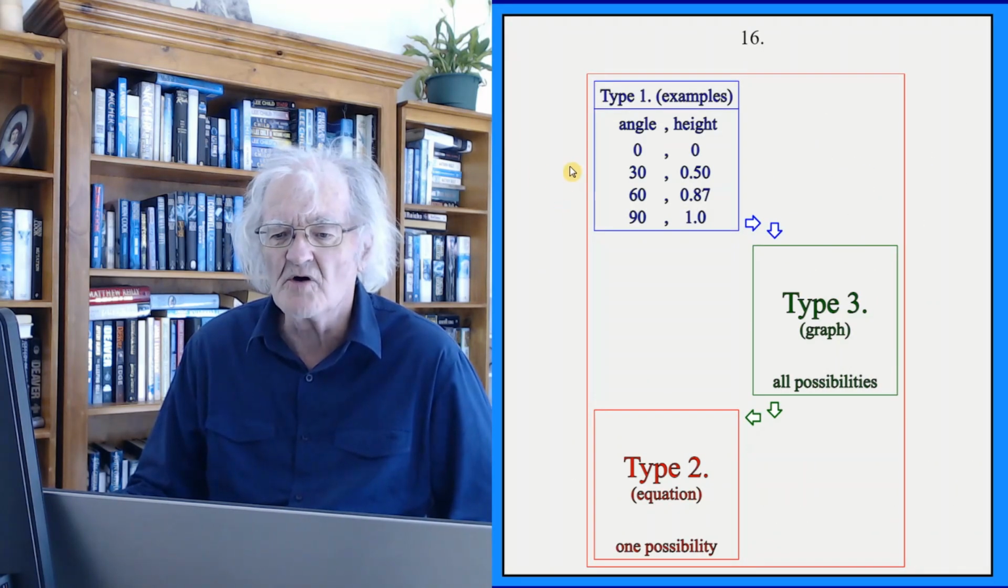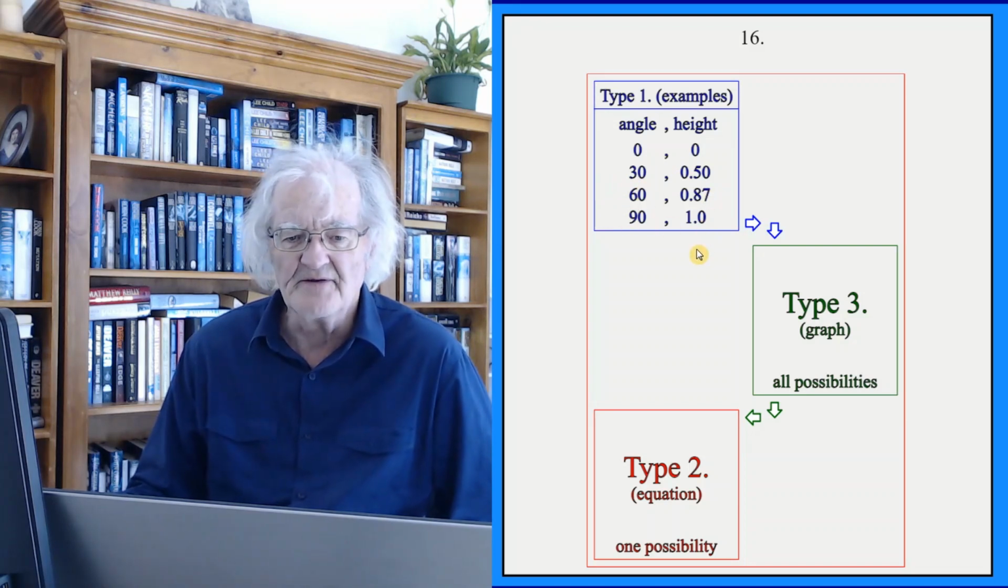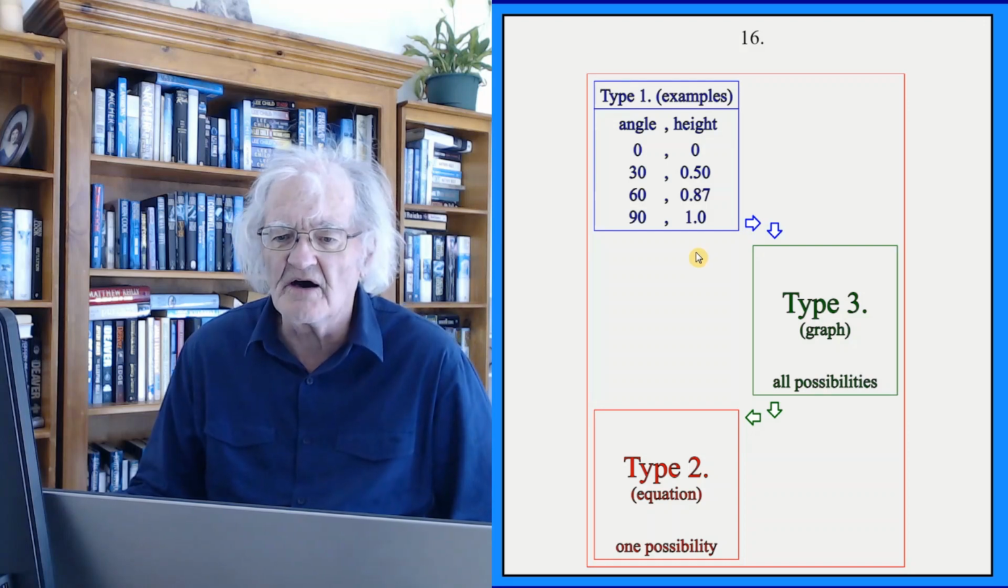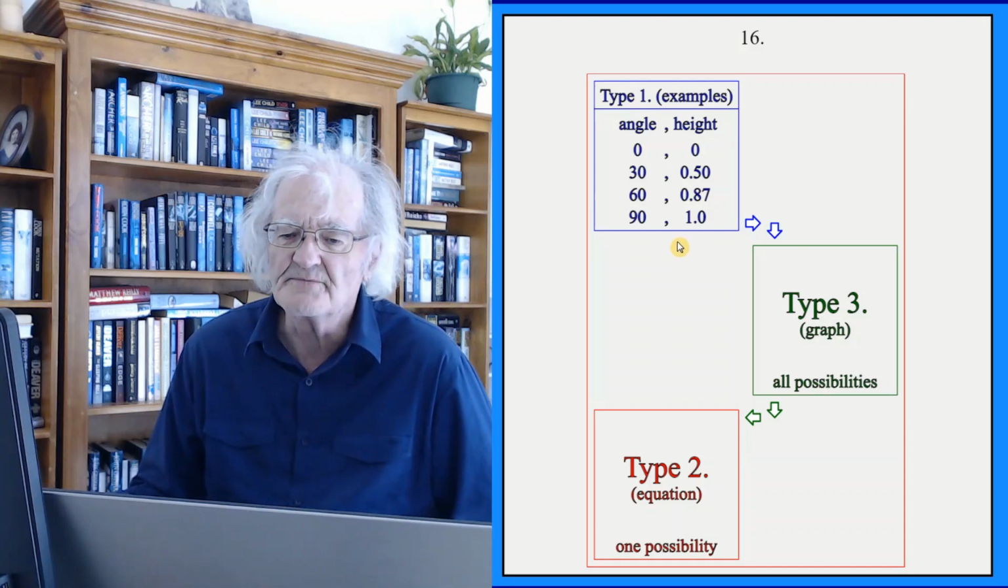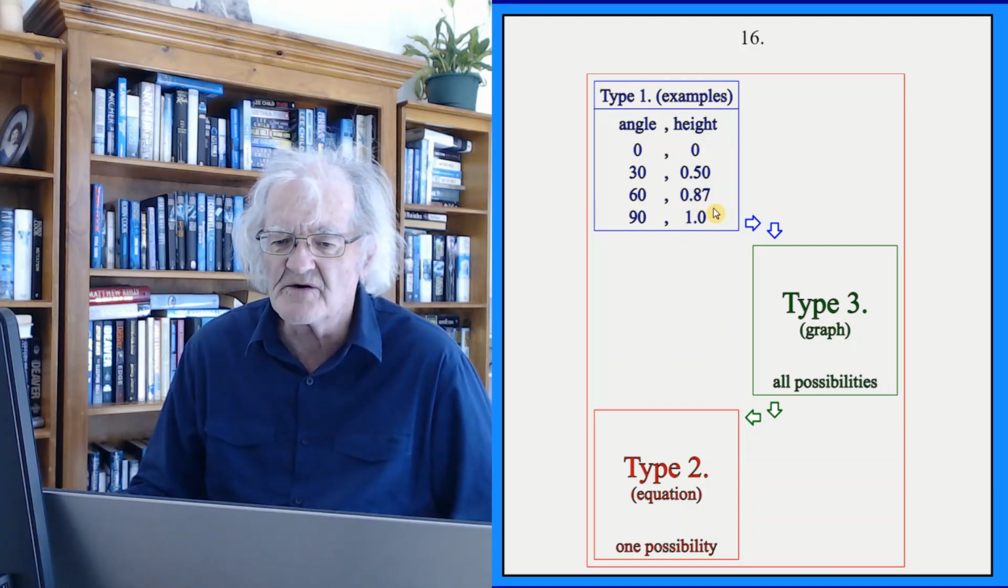So for type 1, here are our samples. Now, the more accurately you draw the diagram on the previous page, the more accurately you can state the height matching the angles.